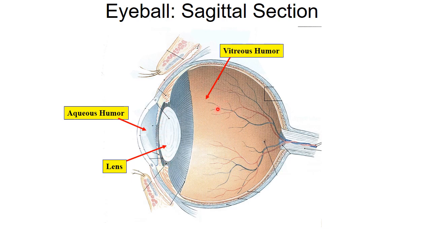And then over here on this side of the lens, all of this is filled with a gelatin-like structure called vitreous humor, and it really is like a little jello. If you open up an eyeball, it looks like jello. What more can I say? And that's called vitreous humor right there. And those are separate chambers. There's no continuity between the chamber containing the vitreous humor and the aqueous humor.